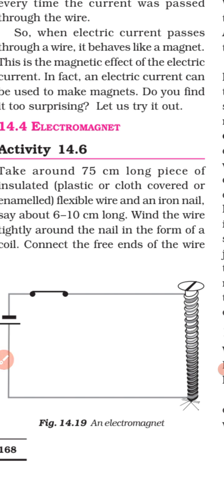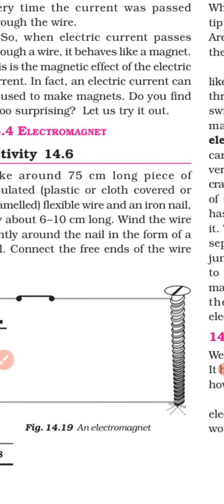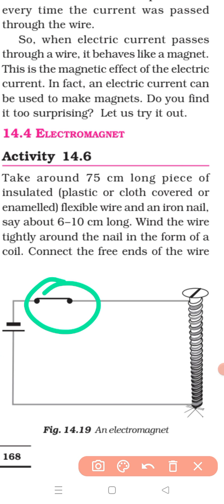But if this switch is kept off, then the current in the coil, what? The current will not flow. If we switch off the circuit, then the current will not flow, obviously. So all the magnetism of the iron rod disappears and it will no longer behave like a magnet.